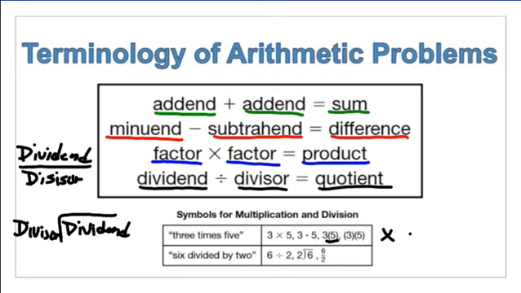And then for division, you can use a division sign here, you can use the box division sign here, or you can use the division bar sign like a fraction.